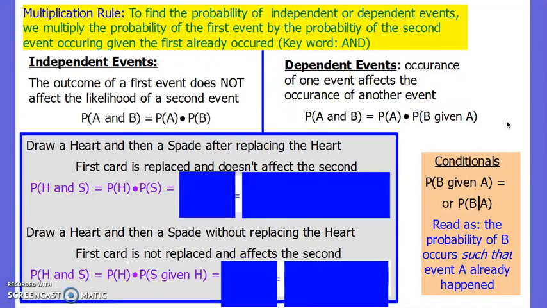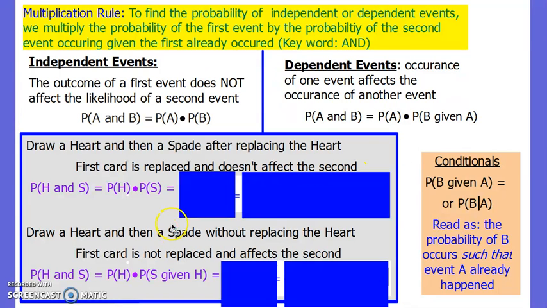If I'm going to draw a heart and then a spade, if I'm going to draw two cards from a deck of cards, the probability that I draw a heart and then a spade after replacing the heart means that's going to be a couple of independent events, right? The first card is replaced and therefore doesn't affect the second card. The entire deck is still present when you try to draw that second card.